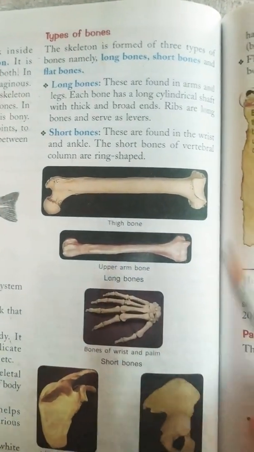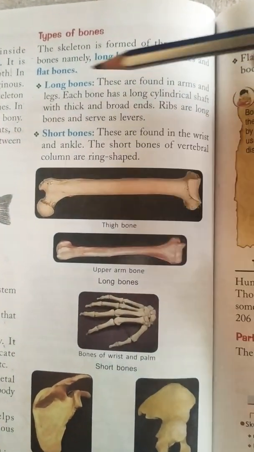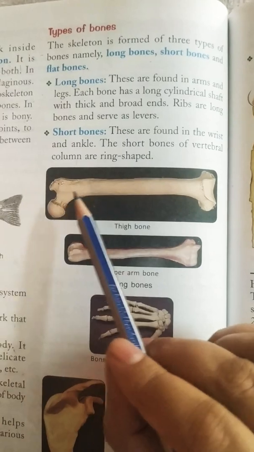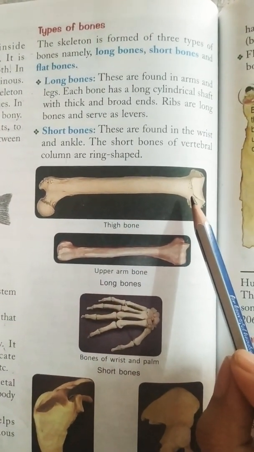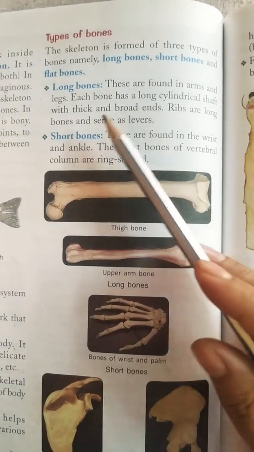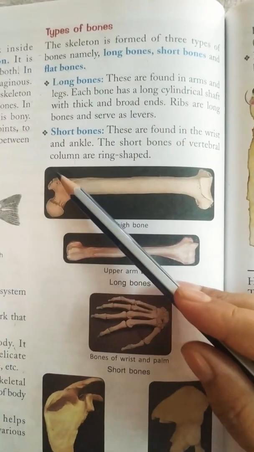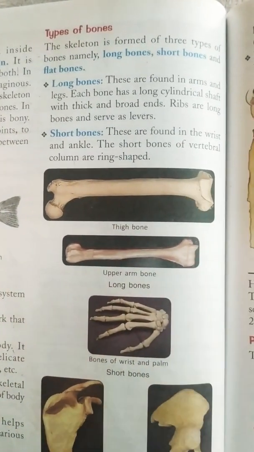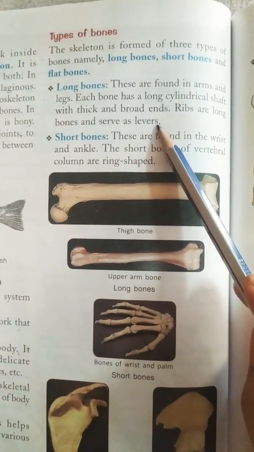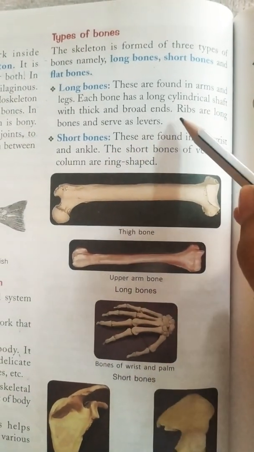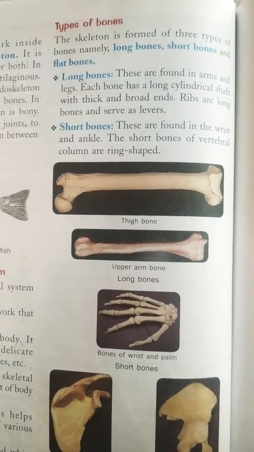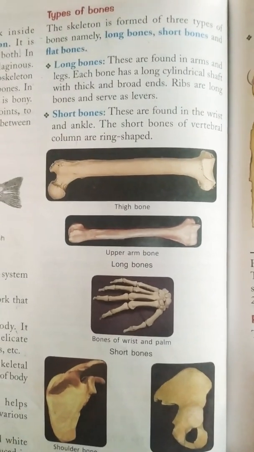Long bones. These are found in arms and legs, like you can see in the picture. As you see, these are the long bones. They are usually cylindrical in shape with thick and broad ends. Ribs are long bones and serve as levers. In some cases, like the example given here, ribs act as a lever, as you studied about the function of the lever in your previous class 5th.